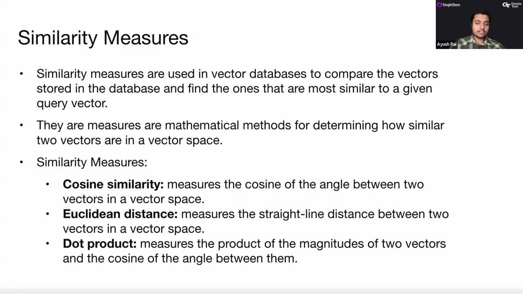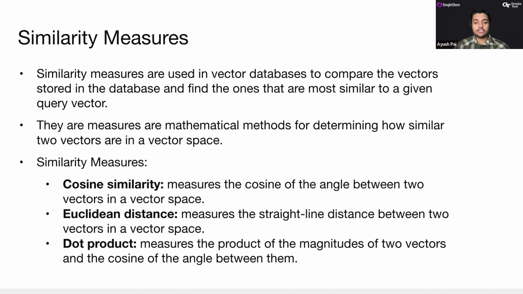The Euclidean distance, also known as the L2 norm, measures the shortest straight line distance between 2 points in a vector space. So this is akin to how someone might measure distance in the real world. Like you have point A, you have point B, and you measure how far away those 2 points are from each other.